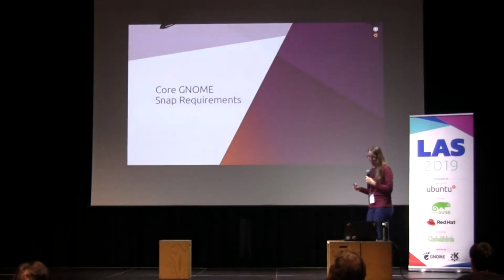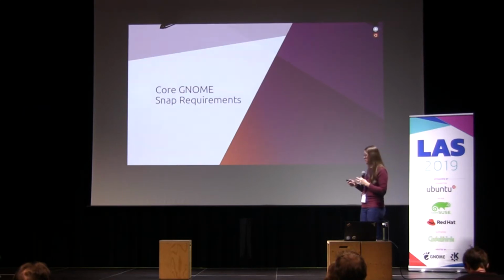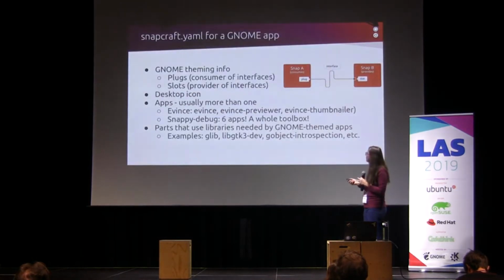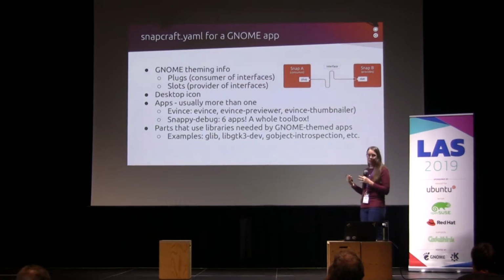Now if we look at some of the core GNOME requirements for the snaps, you'll see there are a lot more pieces on top of it than a headless app would have. The SnapCraft YAML for a GNOME app is going to have many parts, some special to it being a desktop app, some not. But obviously it's going to need some sort of GNOME theming info that uses plugs and slots, and those terms are not real obvious in what they mean.